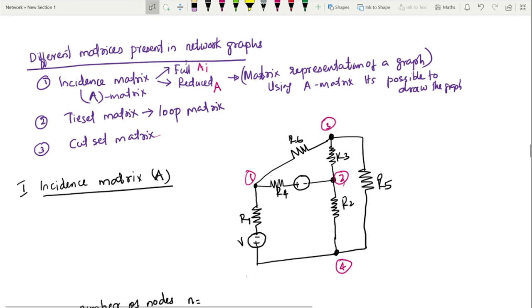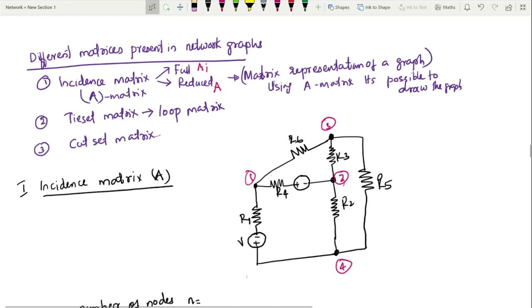First of all, let's see the first one, that is the incidence matrix. This may be of two types. It is the full incidence matrix or complete incidence matrix, denoted by AI, and the reduced incidence matrix, denoted by A. So the AI matrix is the full or complete incidence matrix. The A matrix is the reduced incidence matrix.